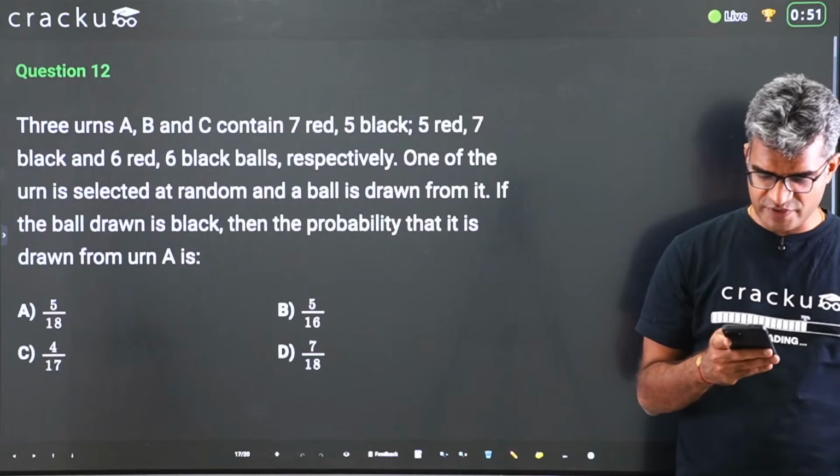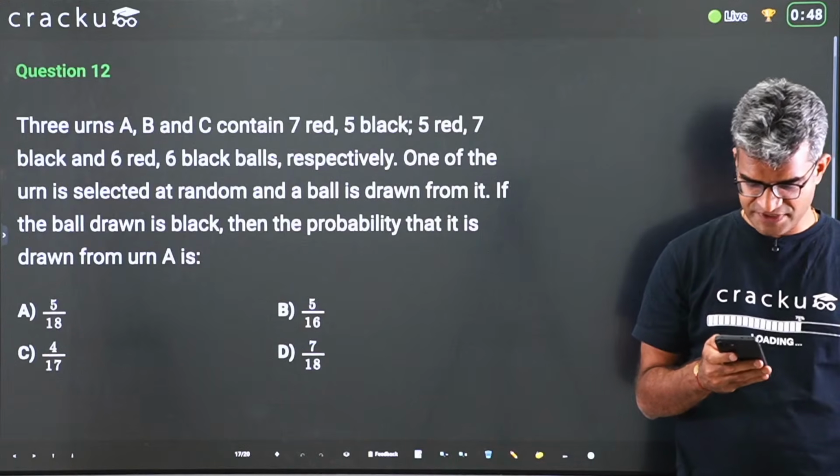Okay, Bhaskar Rao and Gameri, both of them have gotten the correct answer. Well done, guys. Tarun Rayavarapu.